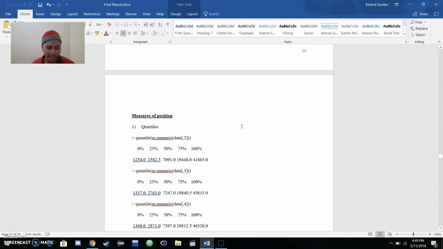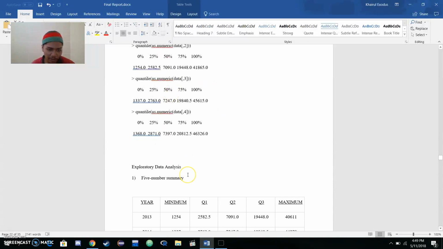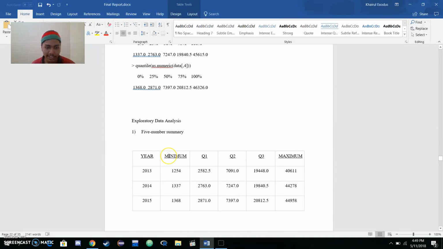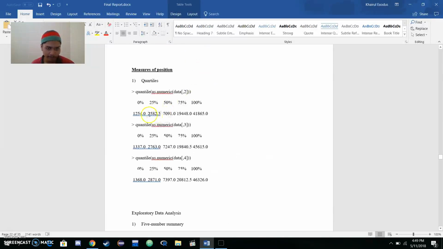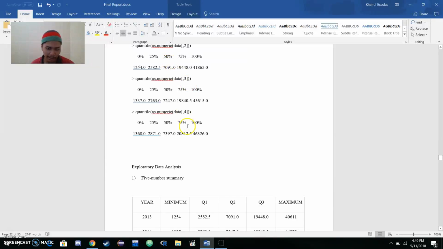Then we did some calculation about the measures of position. Firstly, we find the quartiles, and from here we can do the exploratory data analysis, which is the five-number summary. From here we can find the minimum, the maximum, quantile 2, quantile 3, and quantile 1, presented in a better form in the table for this data.